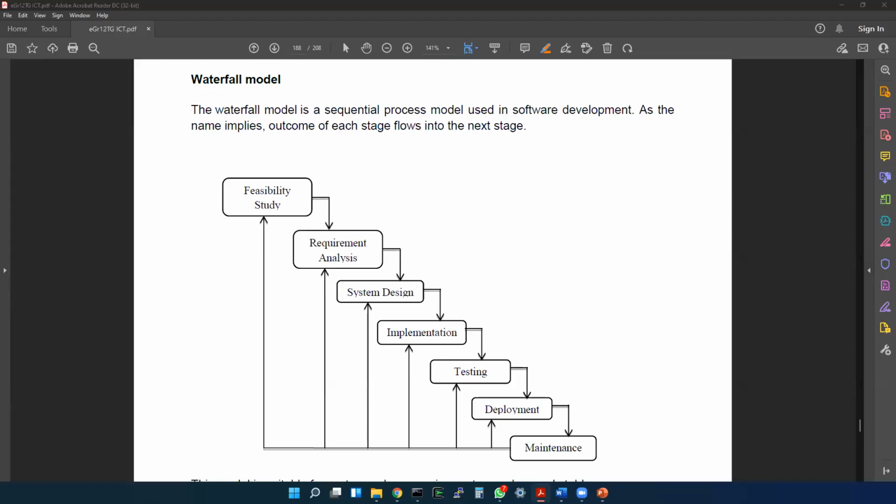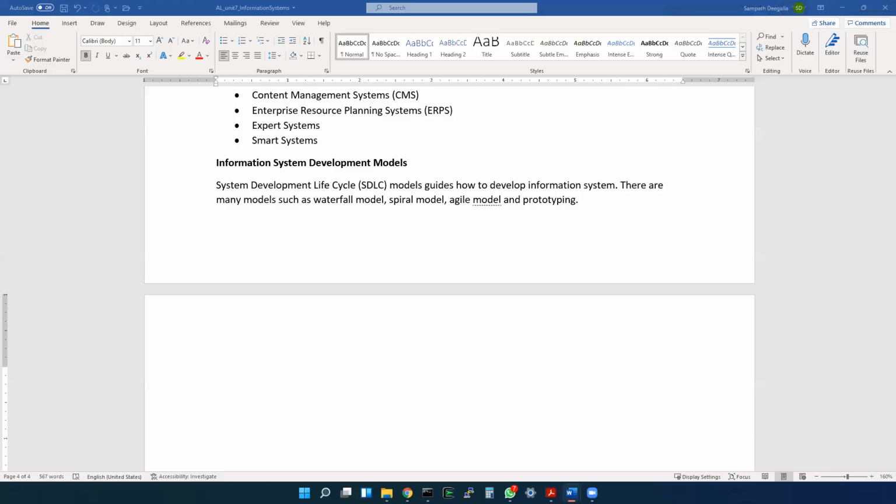So in the waterfall model, as the name implies, it's a software development model. After completing each stage, it will go to the next one. So that's why it's called a waterfall. You start with the feasibility study, then go to requirement analysis, then system design, implementation, testing, deployment, and maintenance. And then if something is wrong, maybe you can start from the beginning. What will happen in each of these steps, right?